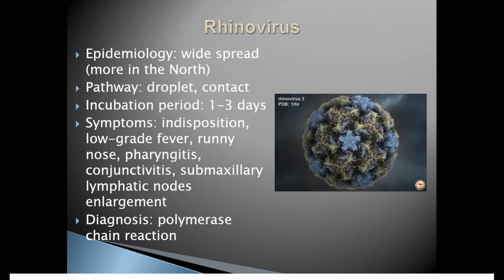What is rhinovirus? One of the most common causes of common cold or URI. It's widespread, but more in the nose. It spreads through droplets or through contact, mostly during inhalation of ambient air. We also inhale droplets with virus. The incubation period is very short, 1 to 3 days. Compare, please, with coronavirus infection, up to 7 to 14 days. Symptoms: indisposition, low-grade fever, runny nose, pharyngitis, conjunctivitis, submaxillary and lymphatic node enlargement. And diagnosis: polymerase chain reaction. This reaction is the best method to identify different viruses, including coronavirus infection.